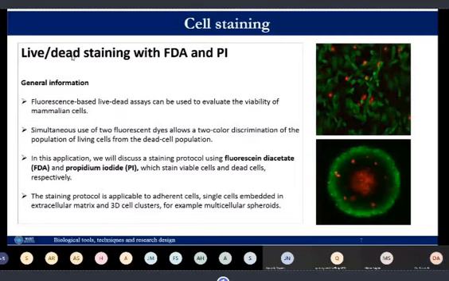So this assay is a fluorescence-based live/dead assay and can be used to evaluate the viability of mammalian cells. Simultaneously, use of two fluorescent dyes allows a two-color discrimination of the population of living cells from the dead cell population. In this assay, we will discuss a staining protocol using FDA and PI, which stain the viable cells and dead cells respectively.